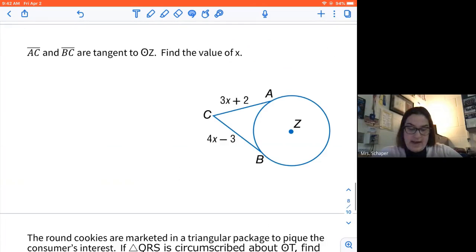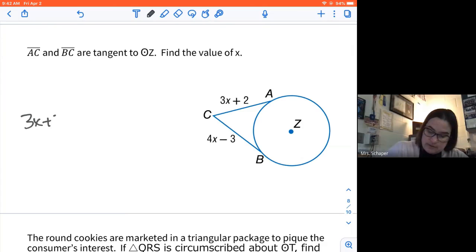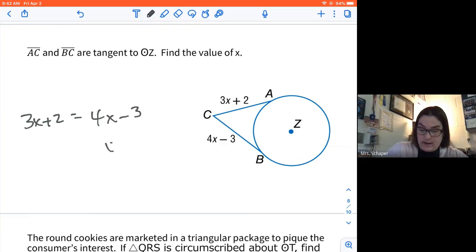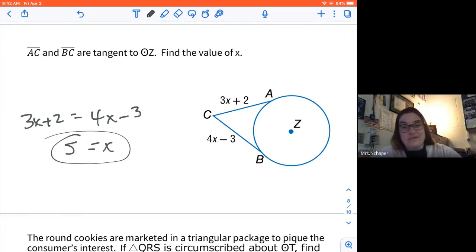Okay. So we know that AC and BC are tangent. The picture doesn't necessarily show that very well, but if they're tangent, then they're going to be congruent. So we're going to say that 3x plus 2 is the same as 4x minus 3. So x equals 5. And that's what they wanted us to figure out.